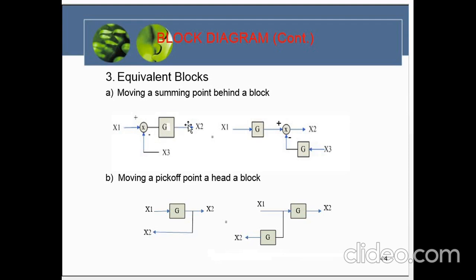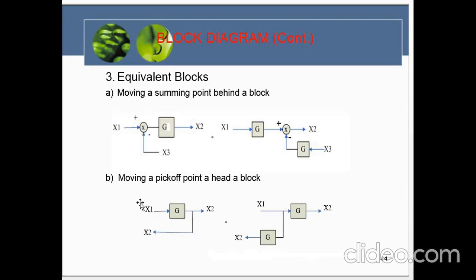We look here. The output is X2. X2 is equal to X1 G minus X3 G. That is the output. We see here X2 is equal to X1 G minus X3 G. This is the same, so it is true. We need to verify our work, whether it is true or wrong.